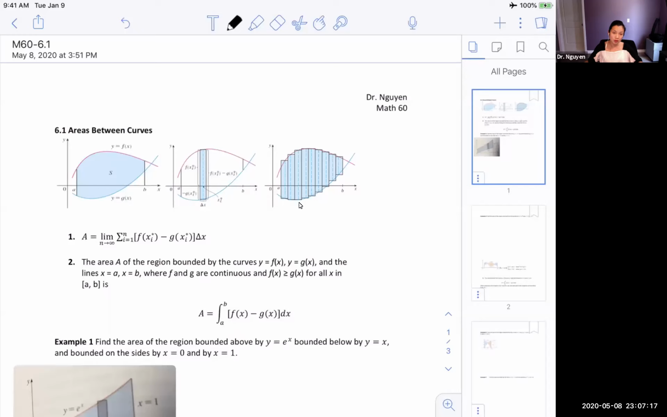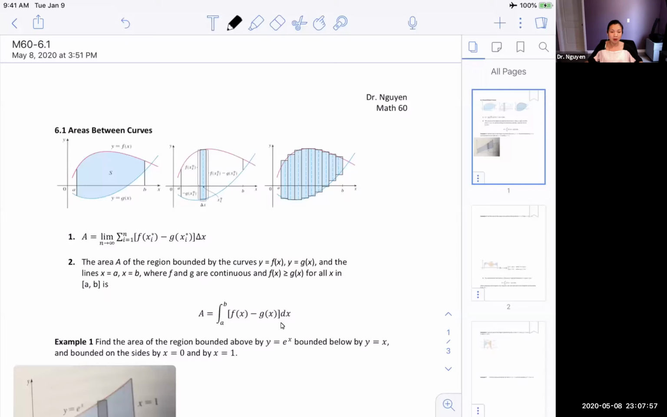Now, as you can see, we can divide the regions into strips of equal width, and then we approximate the area. And then we take the limit of the Riemann sum. So it's exactly like chapter 5. And this time we have two functions. So the area between the curves would be the integral of f of x minus g of x, where f of x is the upper bound and g of x is the lower bound.